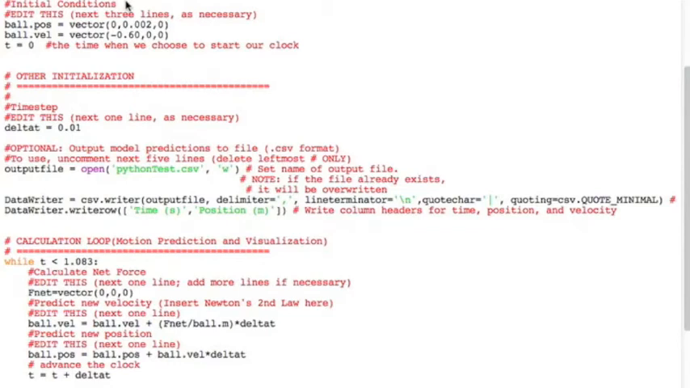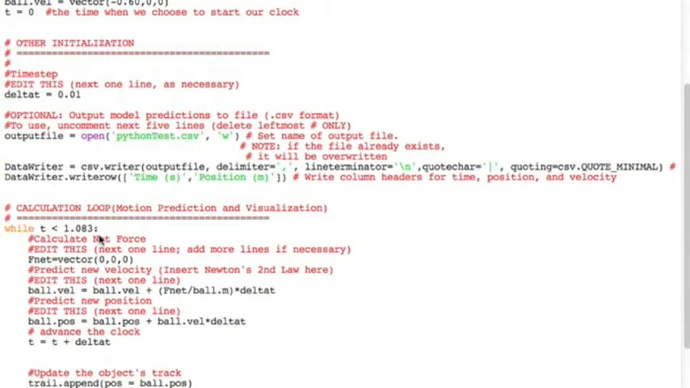In my model, I changed the initial starting position of the ball and the initial starting velocity of the ball to match what we found in the experiment. I also set time equal to 0 and delta t equal to 0.01. The next three lines of code are important for creating a graph of the model later on, and we'll come back to those in a minute.